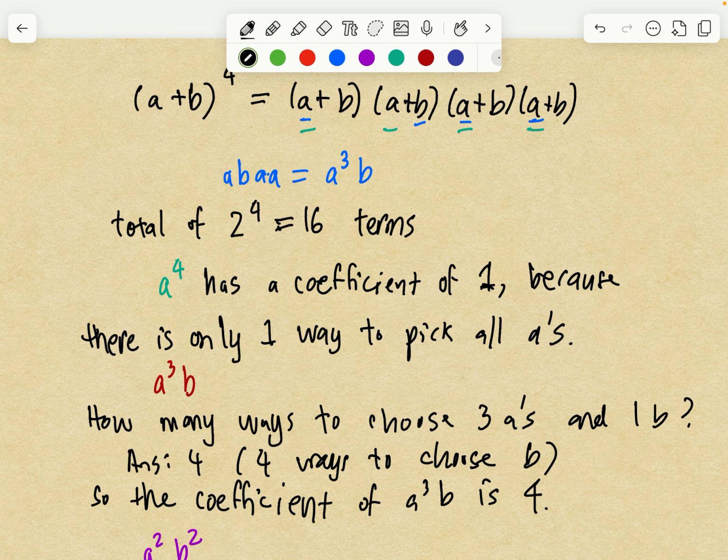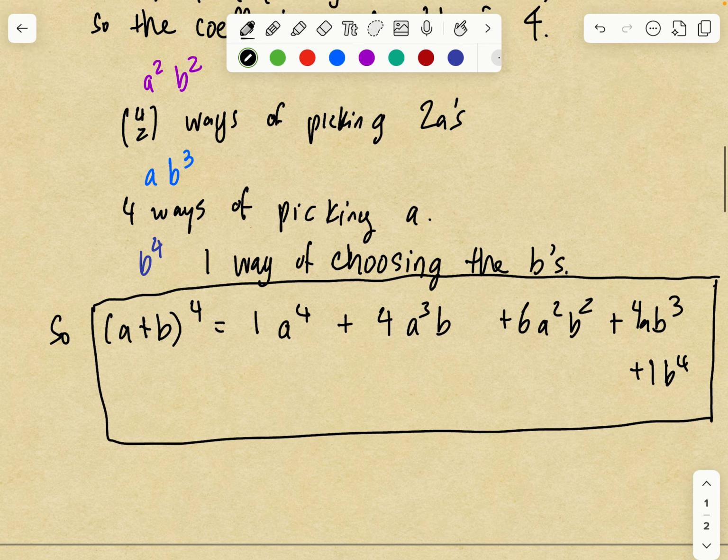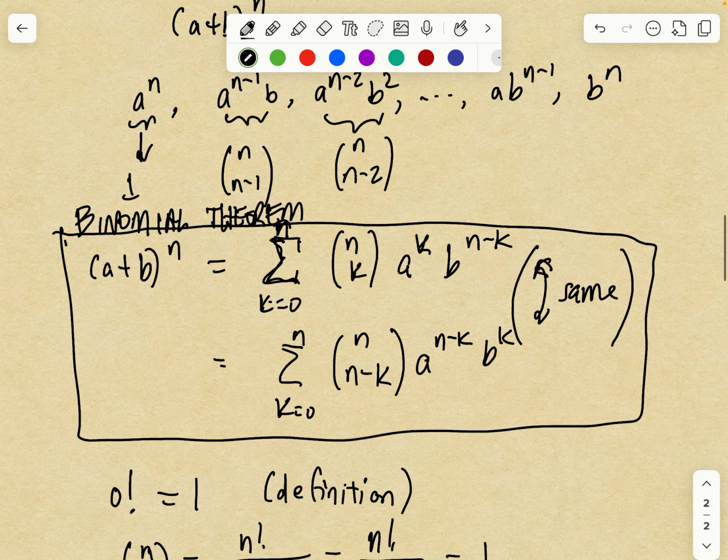And so to find the coefficient of a to the k, b to the n minus k, you're picking k a's out of n possible a's, right? You have n factors and you're choosing k of them, and so you get n choose k possibilities, and that explains why the formula is true. Okay, that's what I wanted to talk about in this video.